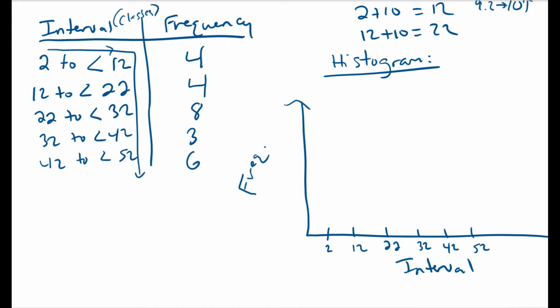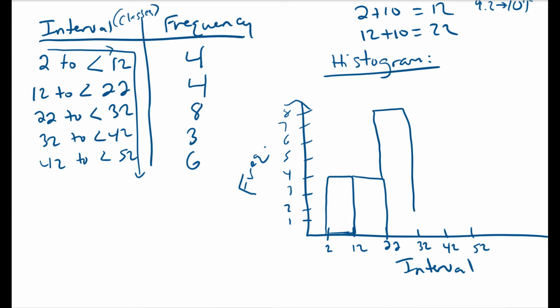For frequency, we're going to go by twos here, or actually, we can go to 8: 1, 2, 3, 4, 5, 6, 7, 8. Now when we do our rectangles for our histogram, from 2 to 12 it's a height of 4. From 12 to 22, it's a height of 4 again, and the bars have to touch. From 22 to 32, it's a height of 8. 32 to 42 is a height of 3, and then this is going to be a height of 6.